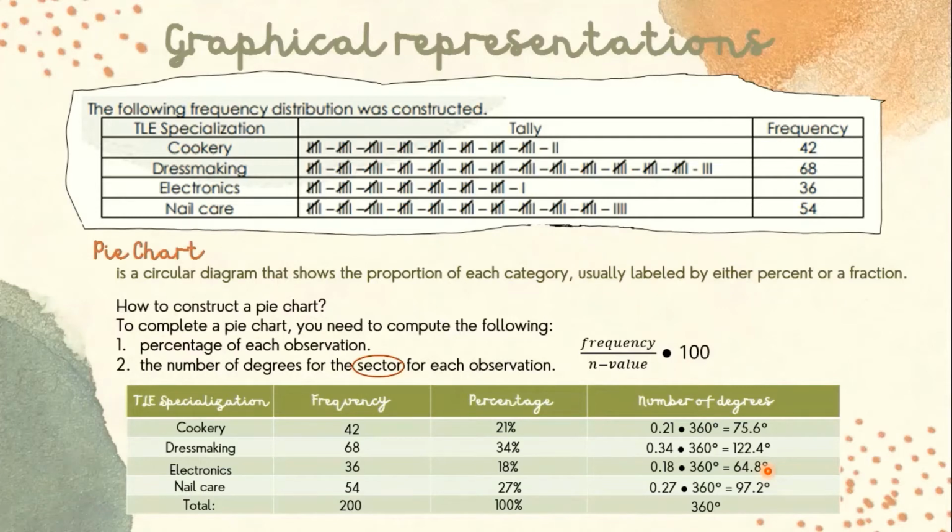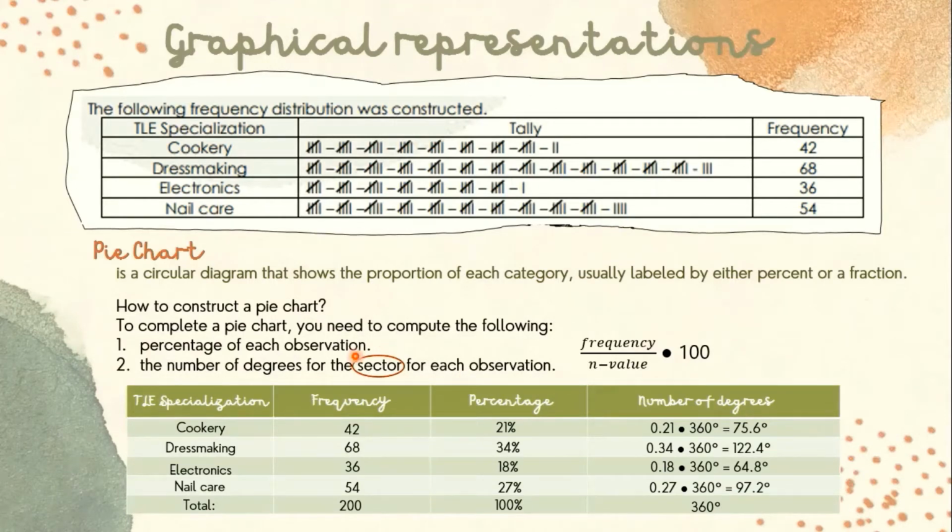Lastly, for nail care, that's 27% of 360 degrees. 0.27 multiplied by 360 is equal to 97.2 degrees. And if we total all of them, 75.6 plus 122.4 plus 64.8 plus 97.2, add them all together, we will get 360 degrees.